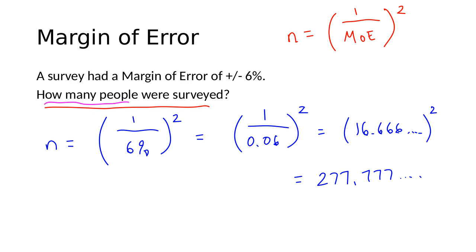This question didn't give us any instructions on how to round, but the question is, how many people? And since we can't have a fraction of a person, we'll round this to the nearest whole number. So I'll find my whole number position. I'll look one space to the right. Since that number is 5 or bigger, we'll round up, and we'll say that 278 people were surveyed.